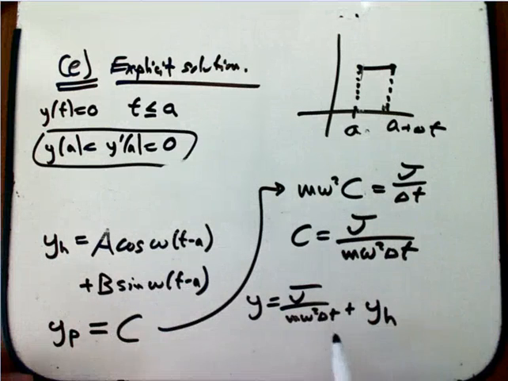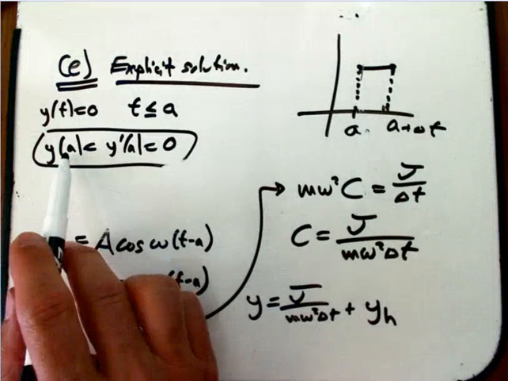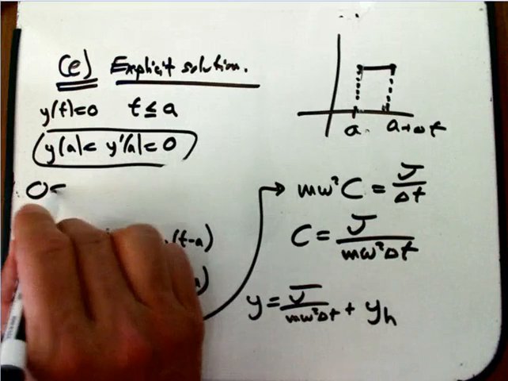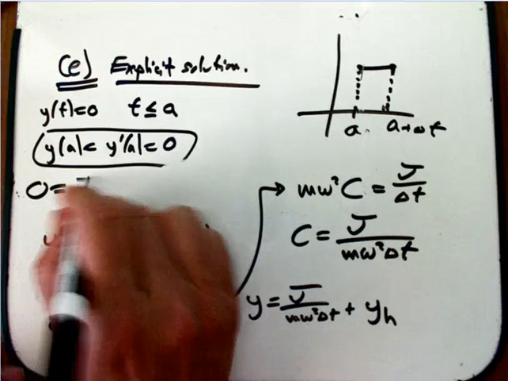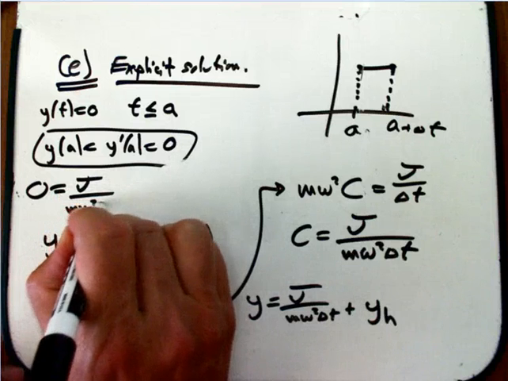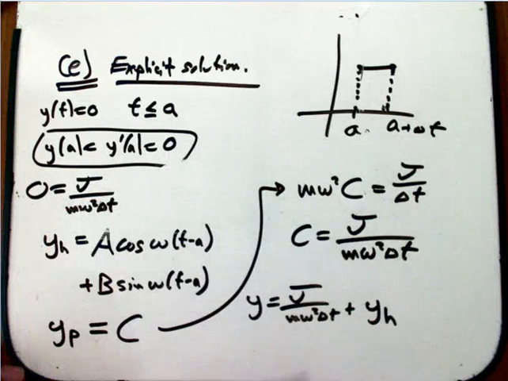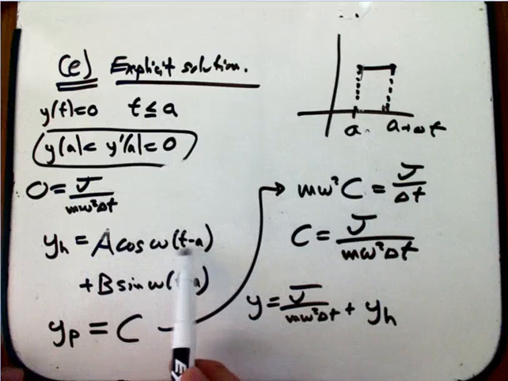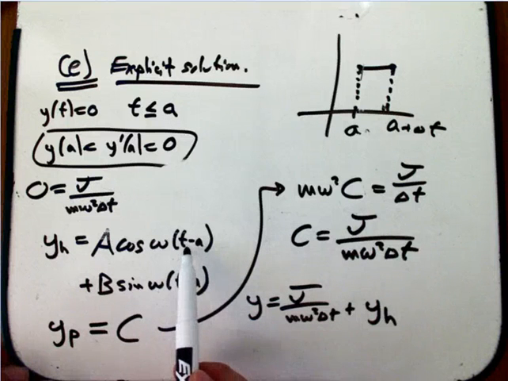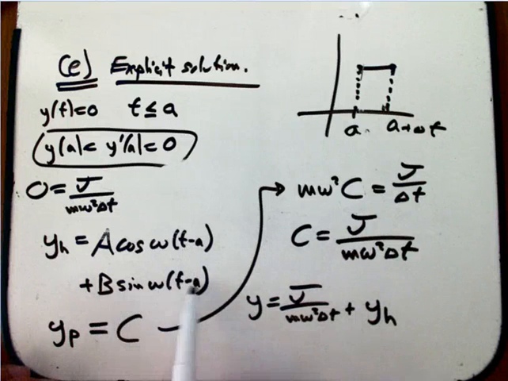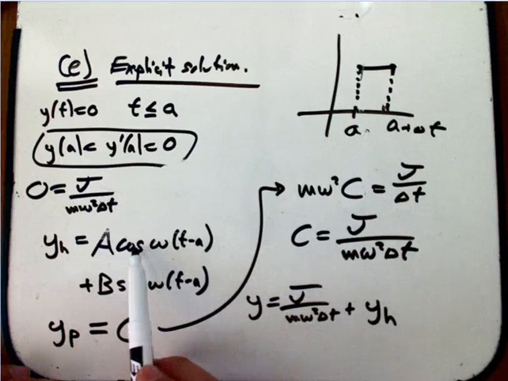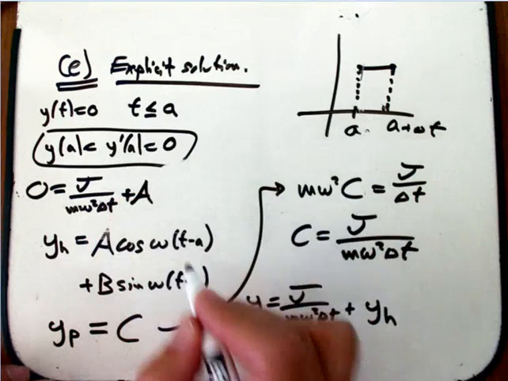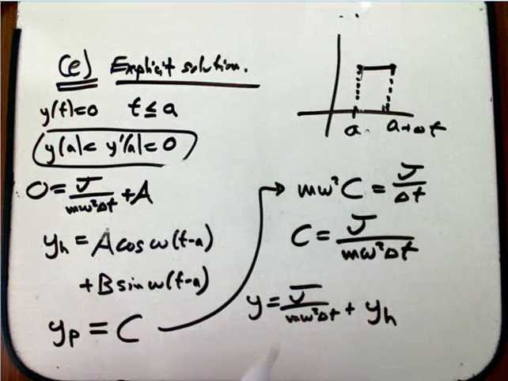Okay, and so this, when we plug it in here, we're going to get y of a, 0, is this constant, j over m omega squared delta t again, plus this guy evaluated at a. And this is where the hint is really helpful, that this is where it simplifies things a lot. If t is equal to a, the sine is going to die, and the cosine is going to be 1, and so this is just plus a. And so that tells us what a is.